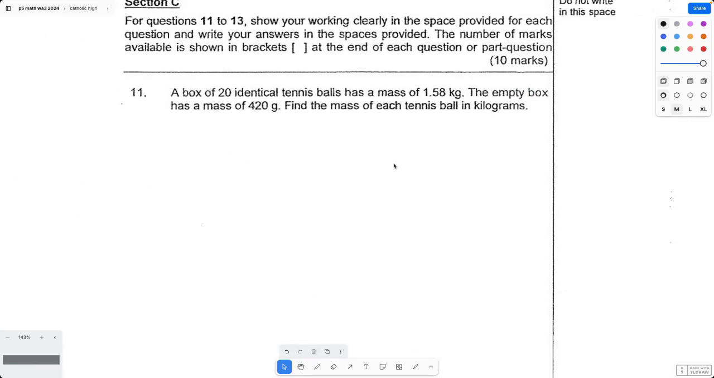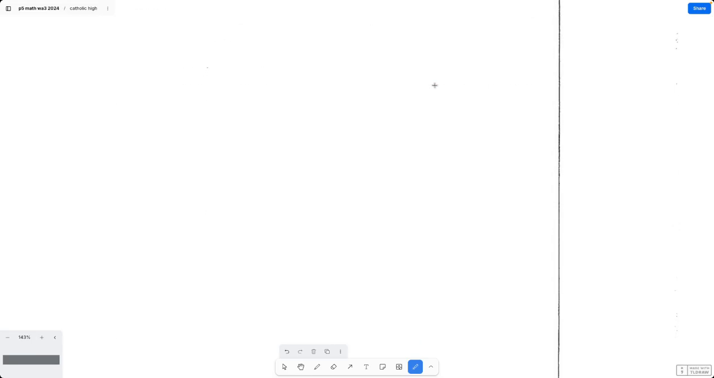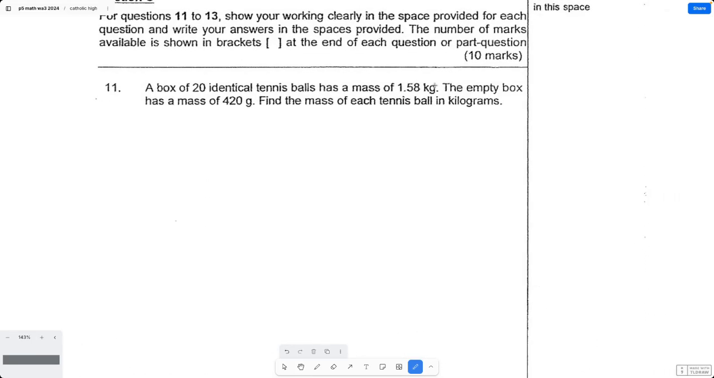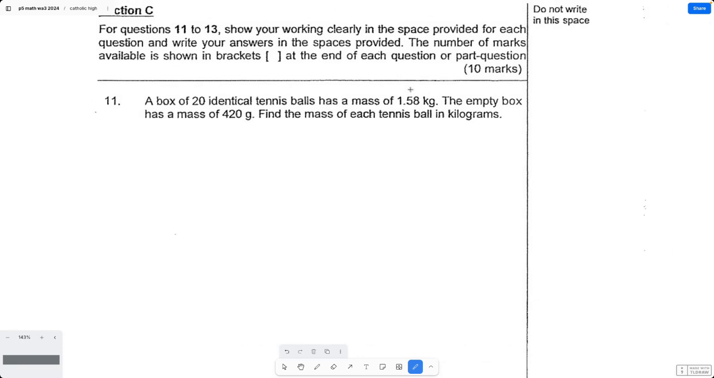Question 11 says a box of 20 identical tennis balls has a mass of 1.58 kg. The empty box has a mass of 420 grams. Find the mass of each tennis ball in kilograms. So we have a box and 20 identical tennis balls, and an empty box as well. We want to convert the kilograms into grams. What we need to do is convert the empty box into kilograms, basically 420 grams.